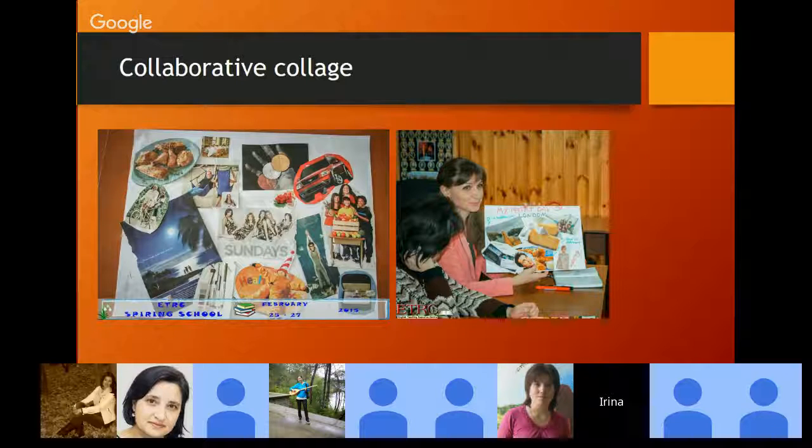Next thing is collaborative collage. I did it with students, I did it with teachers, and I'm just curious to know if you tried it with your students too at school, because I presented it already several times.